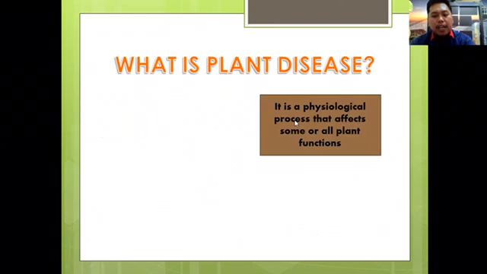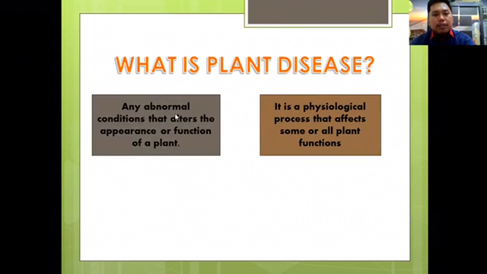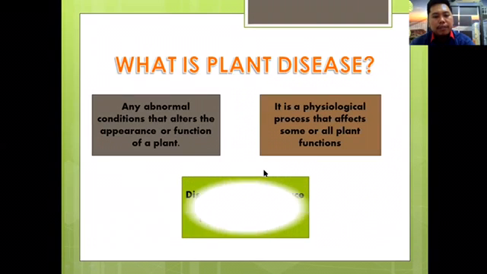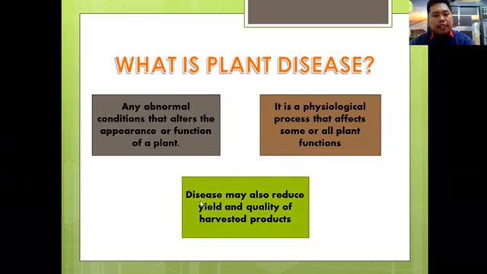In the next slide, I will explain what is plant disease. Plant disease is any abnormal condition that alters the appearance or function of a plant. Second, plant disease is a physiological process that affects some or often all plant functions. And plant disease may also reduce the yield and quality of the harvested product.